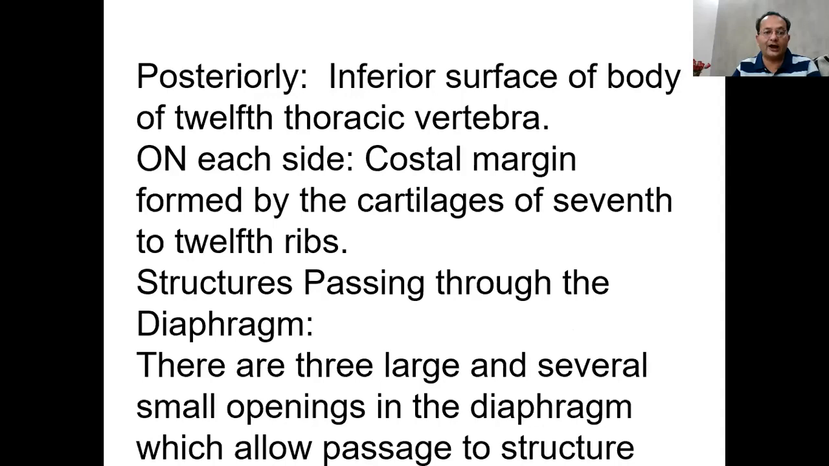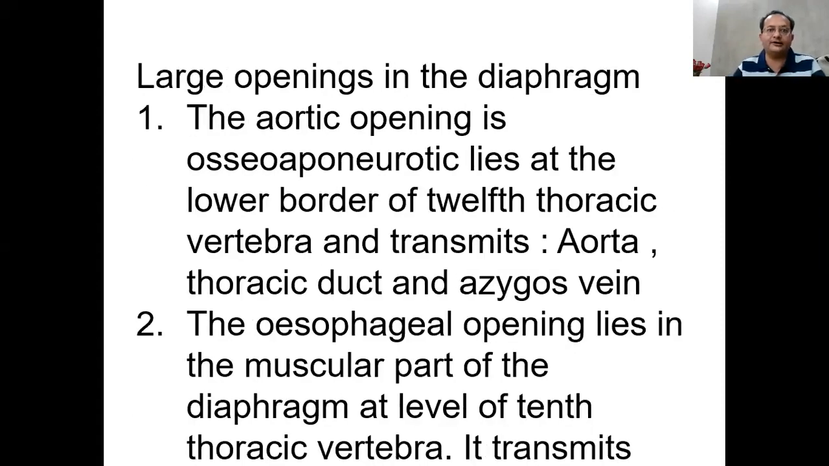Structures passing through the diaphragm. There is a formula for this: Voice of America. V from Voice is inferior vena cava, O is esophagus and A is aorta. Inferior vena cava passes through at the T8 level, esophagus at the T10 level, and aorta at the T12 level. There are 3 large and several small openings in the diaphragm which allow passage to structures. Large openings in the diaphragm.